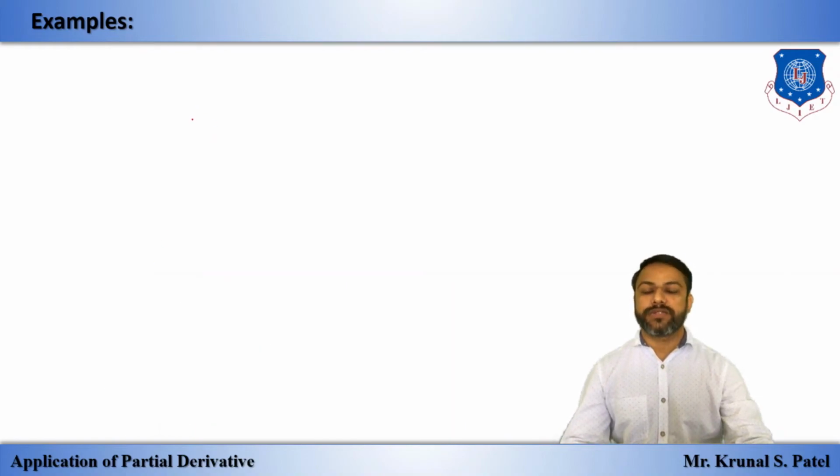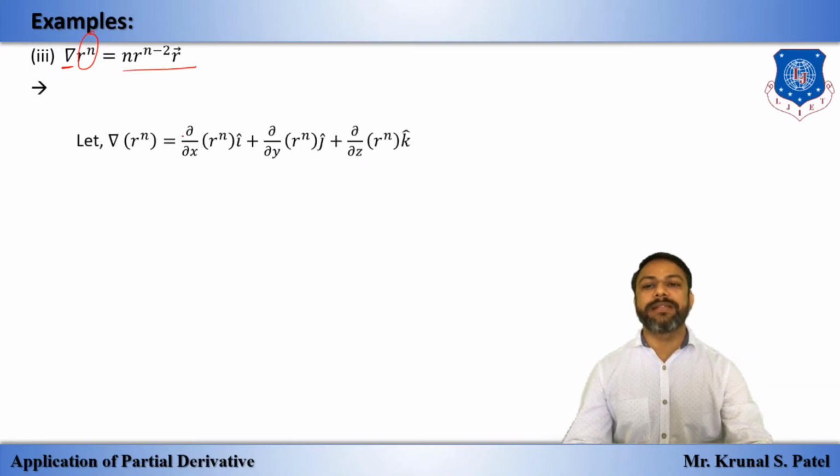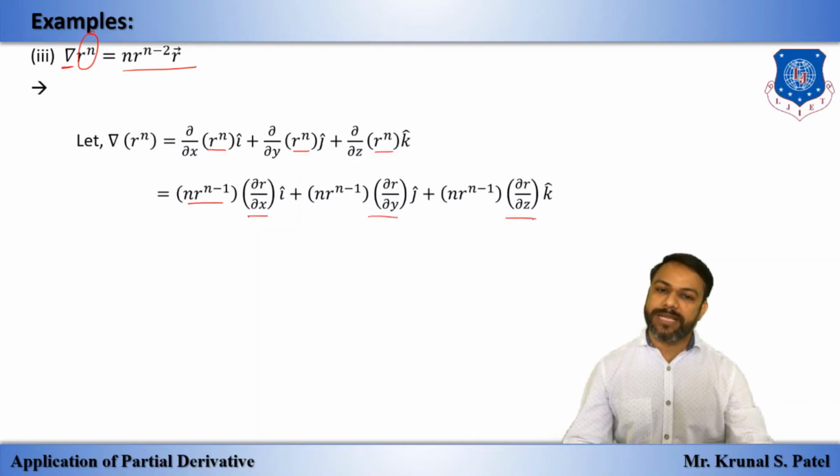Now number 3, we have del r raised to n, that means the gradient of r raised to n is equal to this, which we have to prove. So let's start with the gradient of r raised to n, that means del by del x of r raised to n, del by del y of r raised to n, del by del z of r raised to n. Now the derivative of r raised to n is n into r raised to n minus 1, and r is a function, so del r by del x. Same way with respect to y, with respect to z.